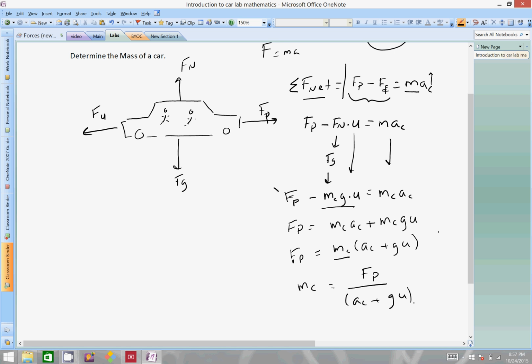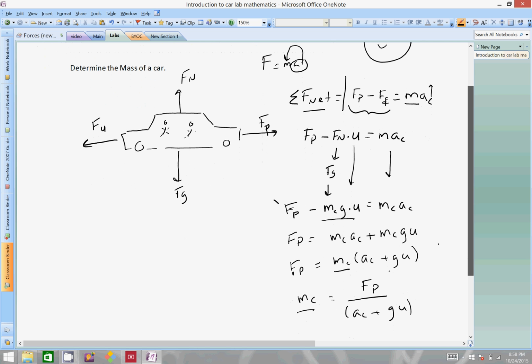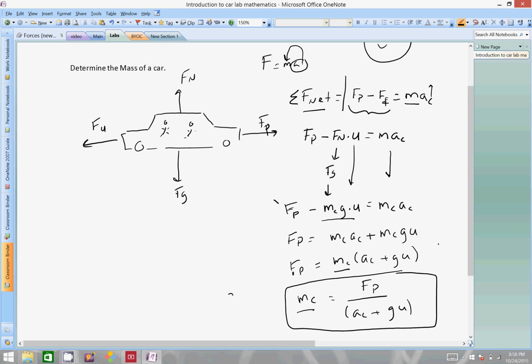So when we're all done with this, our overall goal ultimately is to find the mass of the car. But to do that, we will be determining the acceleration of the car, and then we'll eventually be finding the mass with the acceleration. In this formula, we will be finding the acceleration of the car and plugging it into this general formula. Everything else we'll be able to get from the data collected on lab day.